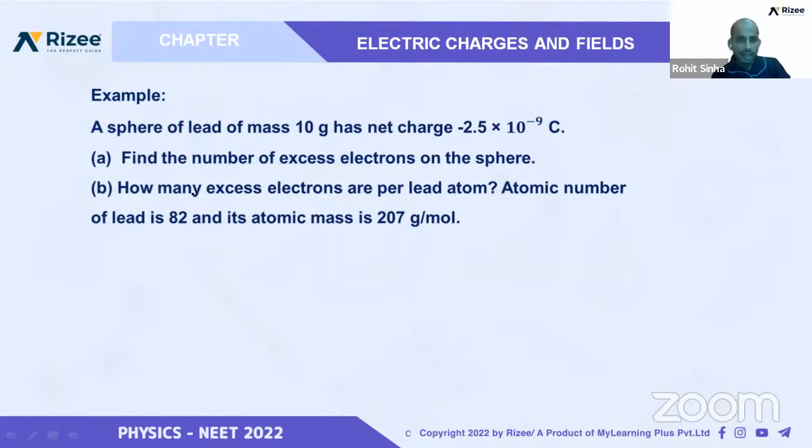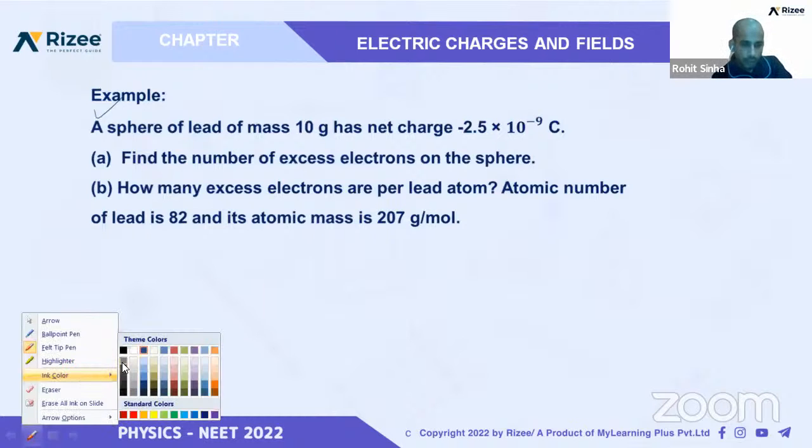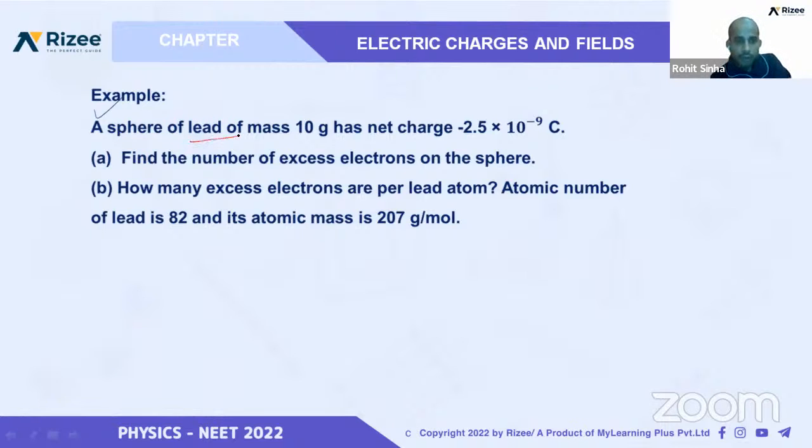Now, let us solve this numerical. A good numerical mixing of physics and chemistry concepts. So, let us discuss this question. A sphere of lead has a mass of 10 gram and a net charge of this. How many excess electrons are on the sphere?